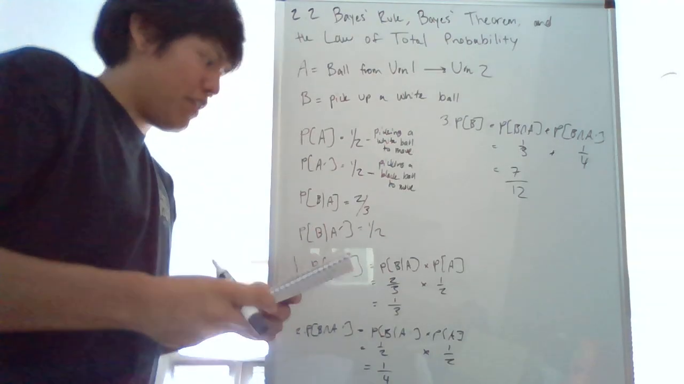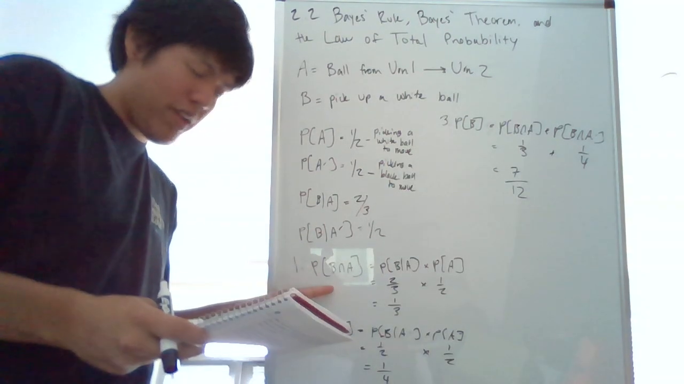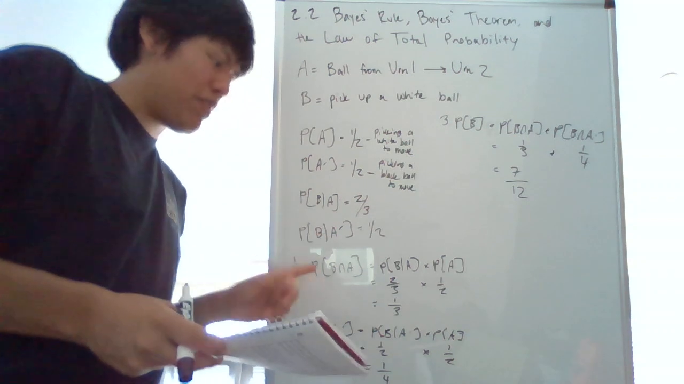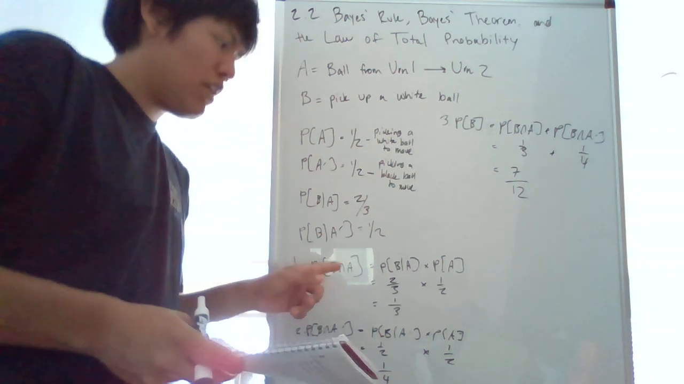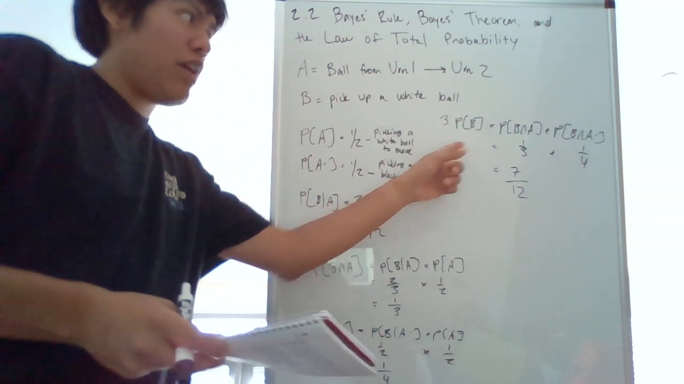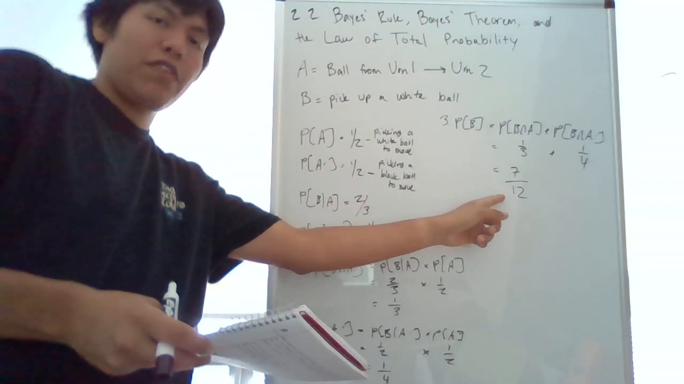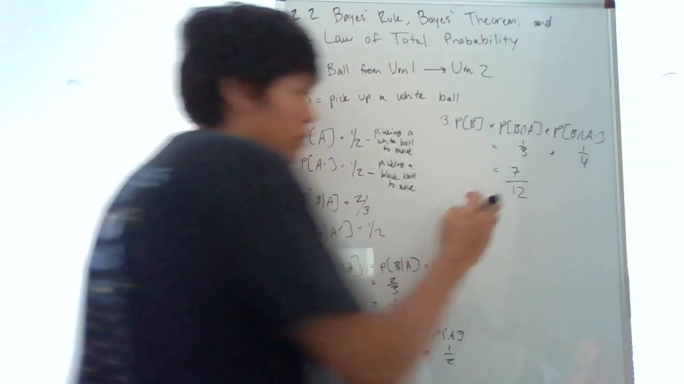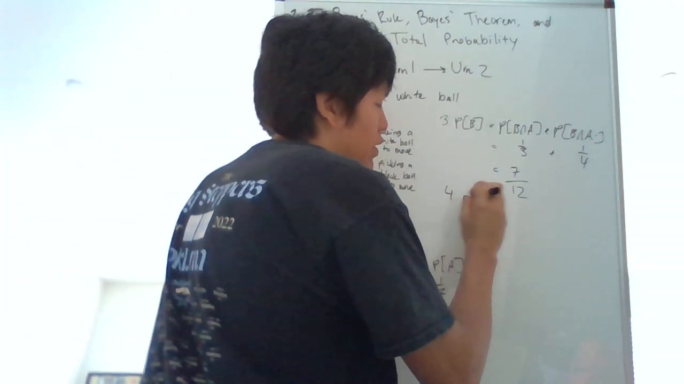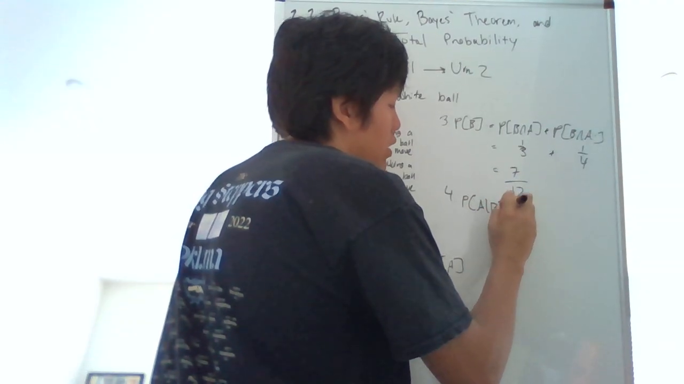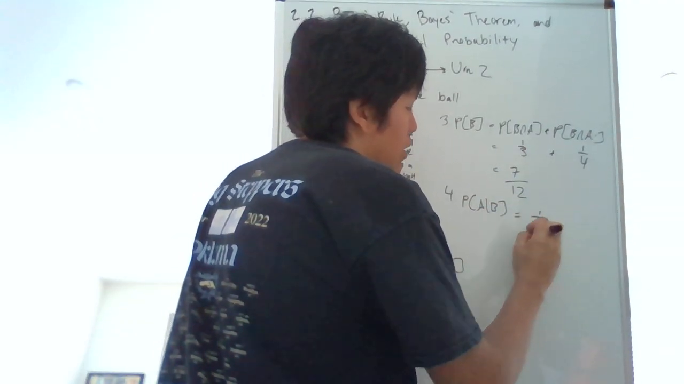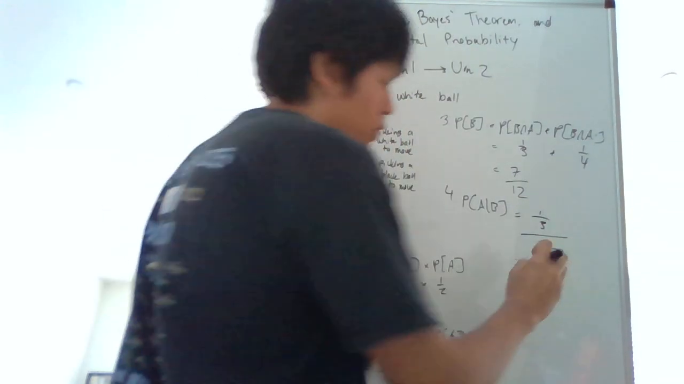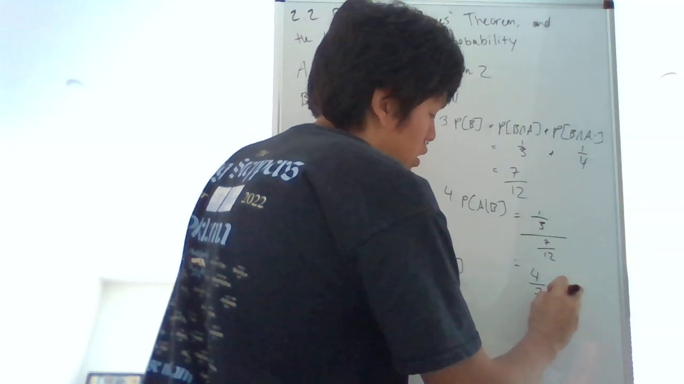Now we have the probability of B intersect A, which is the same as the probability of A intersect B, 1/3. And we have the total probability of B, which is 7/12. So now we can find the probability of A given B. Step 4: the probability of A given B is equal to 1/3 over 7/12, and that is 4/7. And that's our answer.